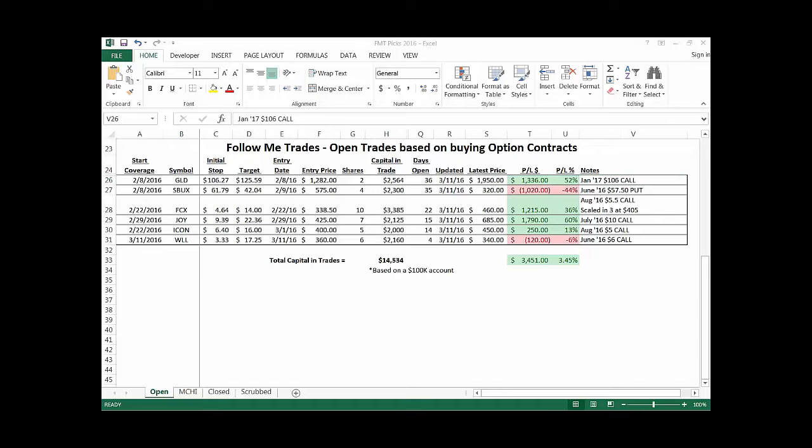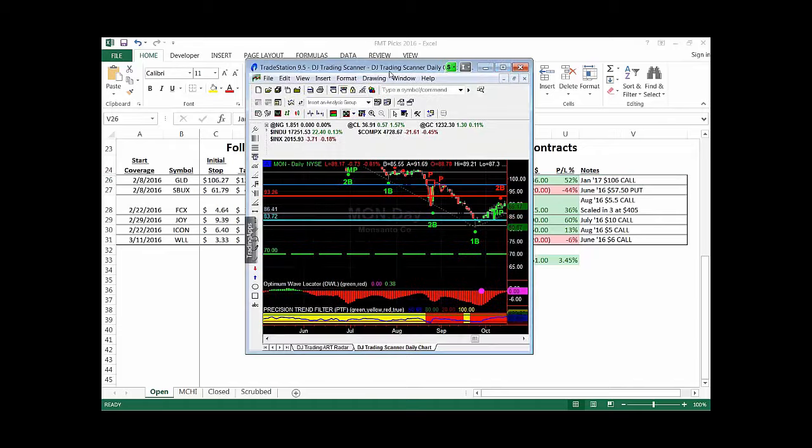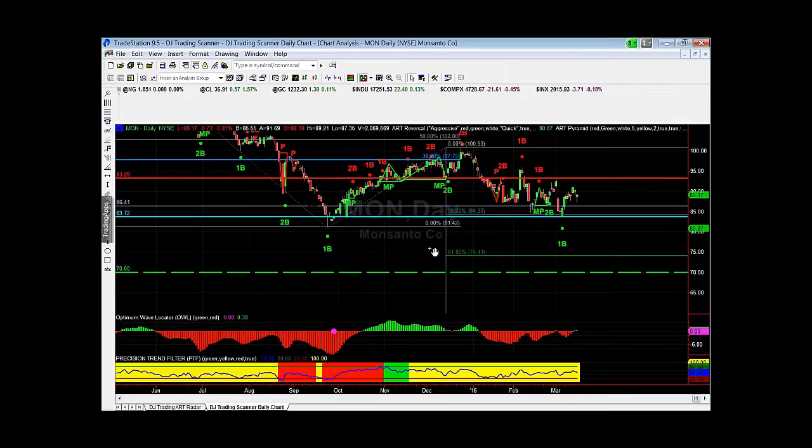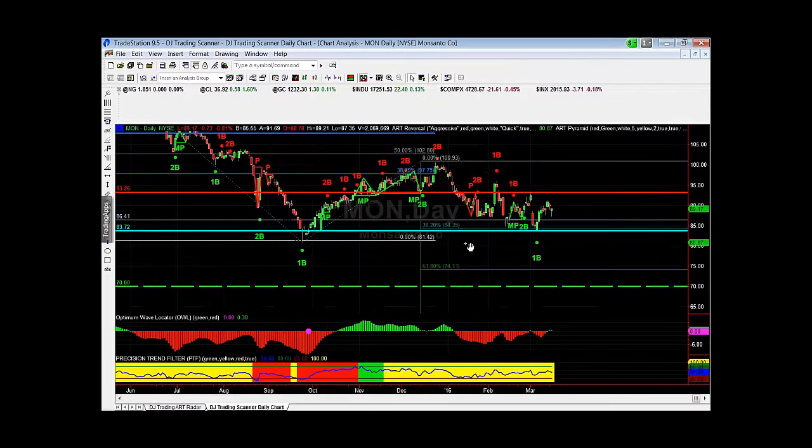Okay, the next thing I wanted to show was the pick for this week. So Monsanto. This is a short trade, so we're going to be trading this with a put contract. Now, any of the picks that I publish, and I teach this in the course, right?